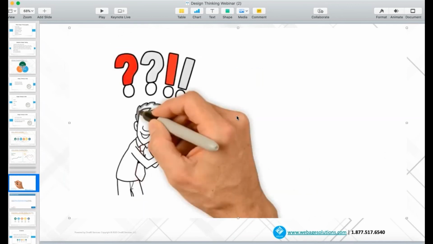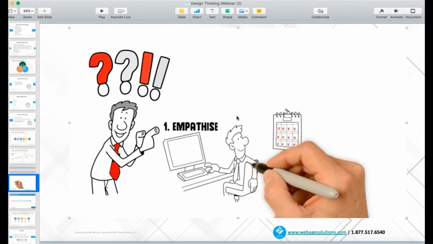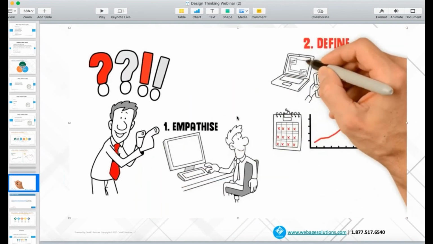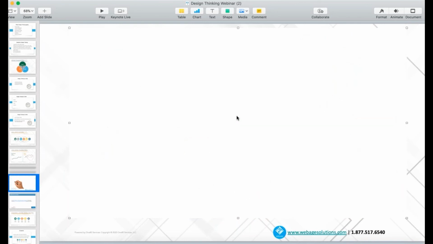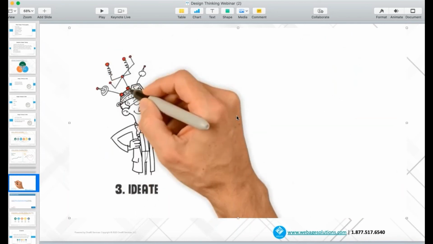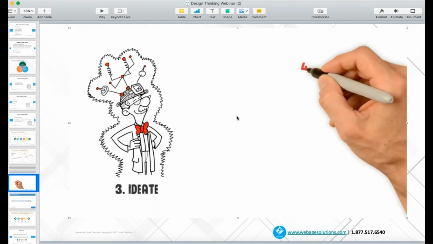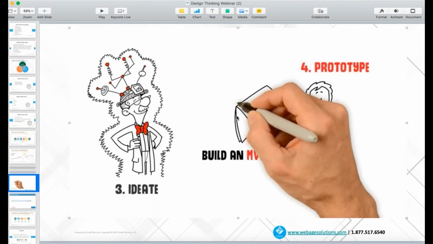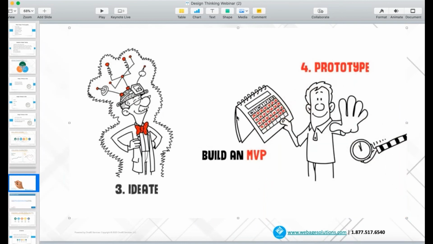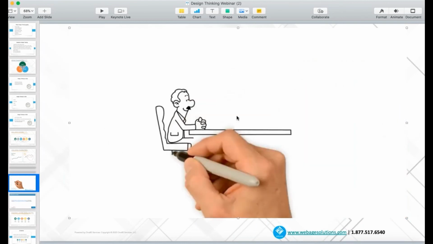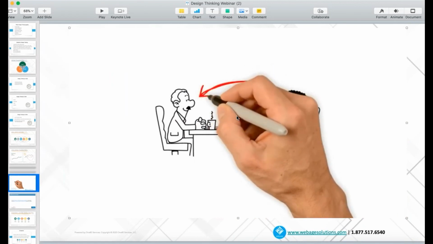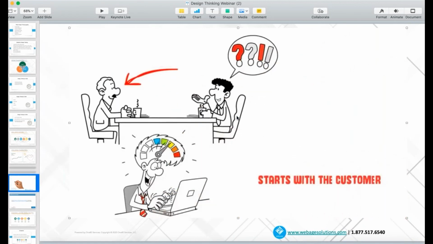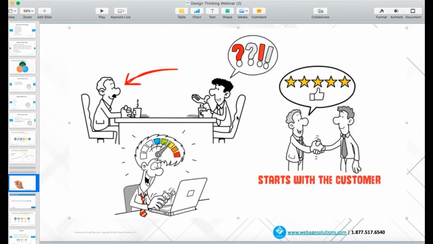How? 1. Empathize. Immerse yourself in your customer's world. 2. Define the non-obvious insights. 3. Ideate. Brainstorm solutions. 4. Prototype. Build an MVP, minimum viable product, of ideas in the shortest possible time. Then take those prototypes back to your customers and ask what they think. Design strategy starts with the customer, then offers the solution, not the other way around.